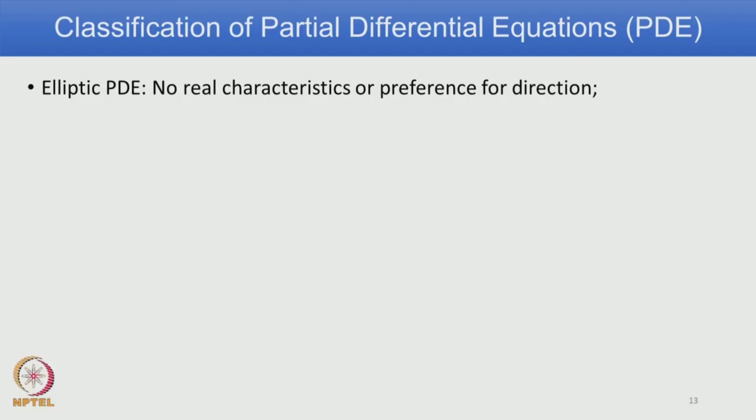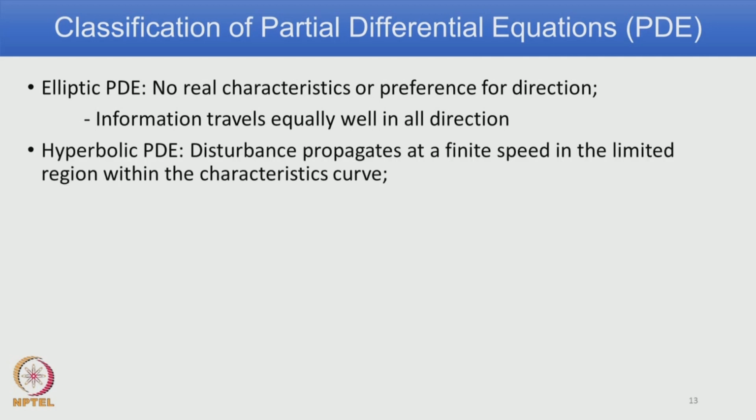So, for example, if you throw a stone into a pond or well, there is a ripple or wave generated, and you can observe that the ripple propagates in a circular fashion in all directions. So, there is no real direction for the solution. Information travels equally well in all directions up to the boundary.